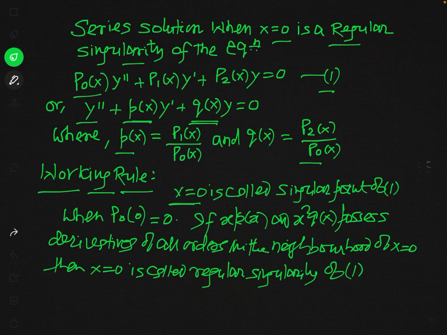of equation 1. So this is the condition that if x p of x and x square q of x possess derivatives of all orders in the neighborhood of x equal to 0, in fact, then this point x equal to 0 is called a regular singularity of this equation 1. In fact, when x equal to 0 is a regular singularity of this equation 1, then at least one of its solution is in the form of a particular series, which I am going to mention here.